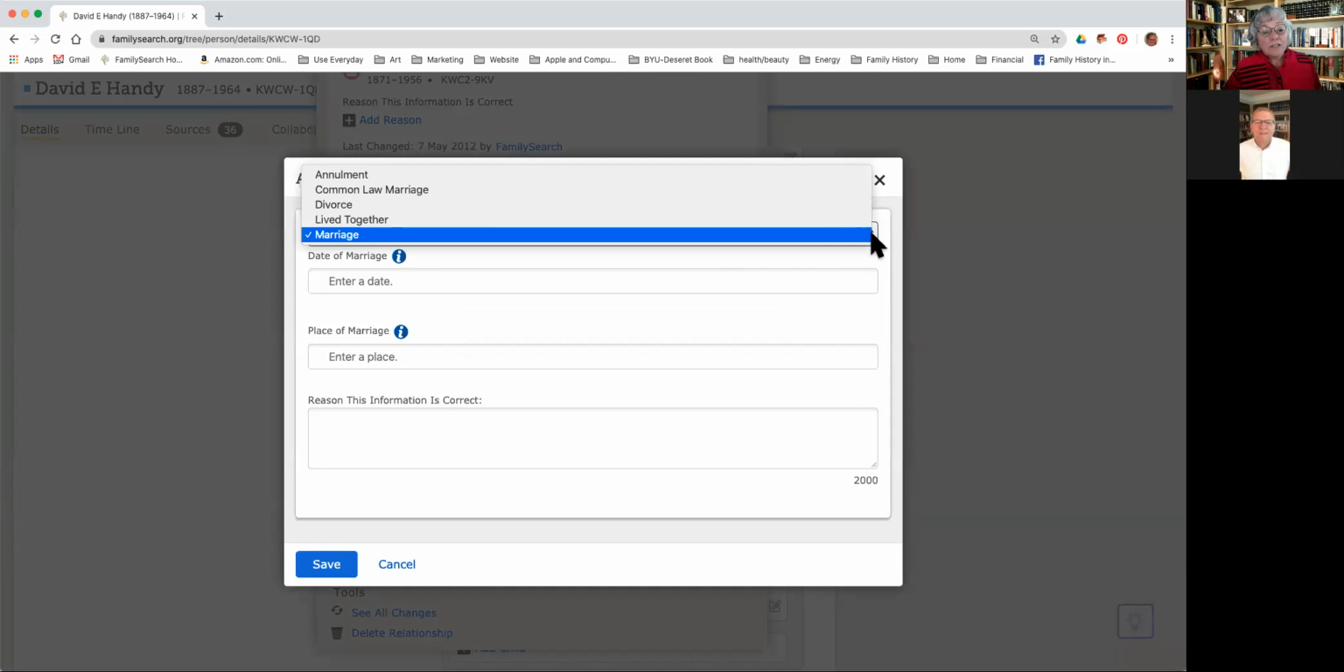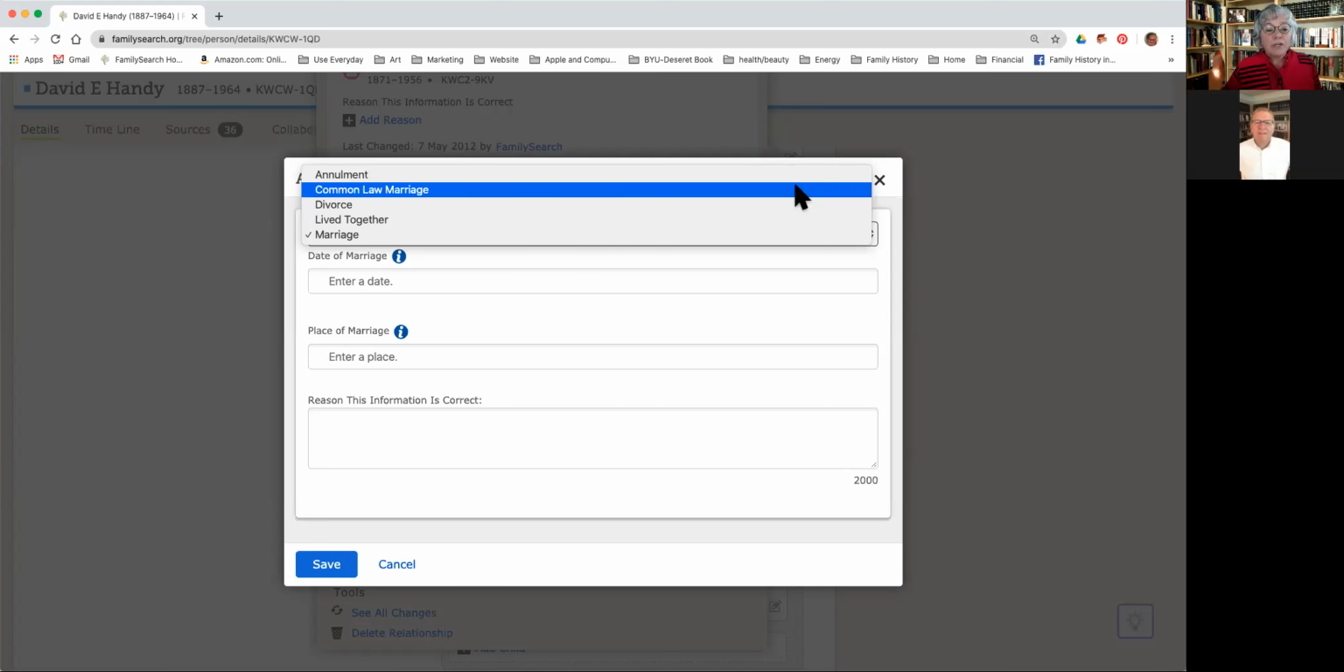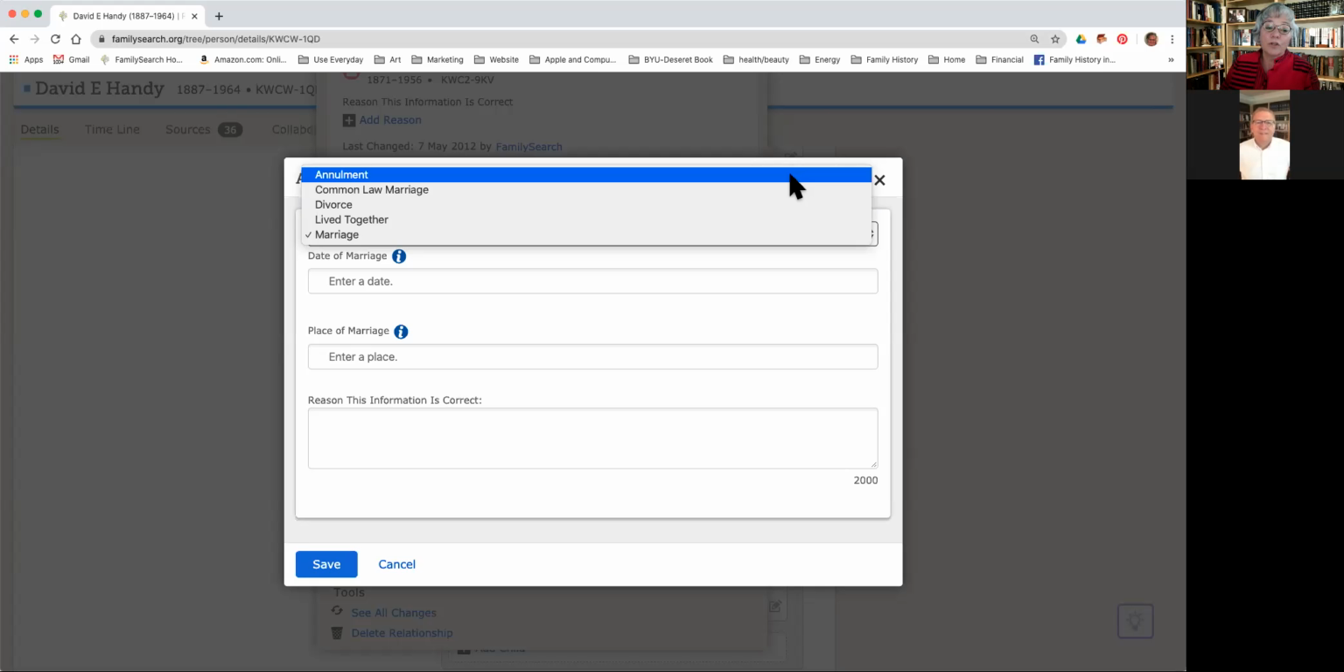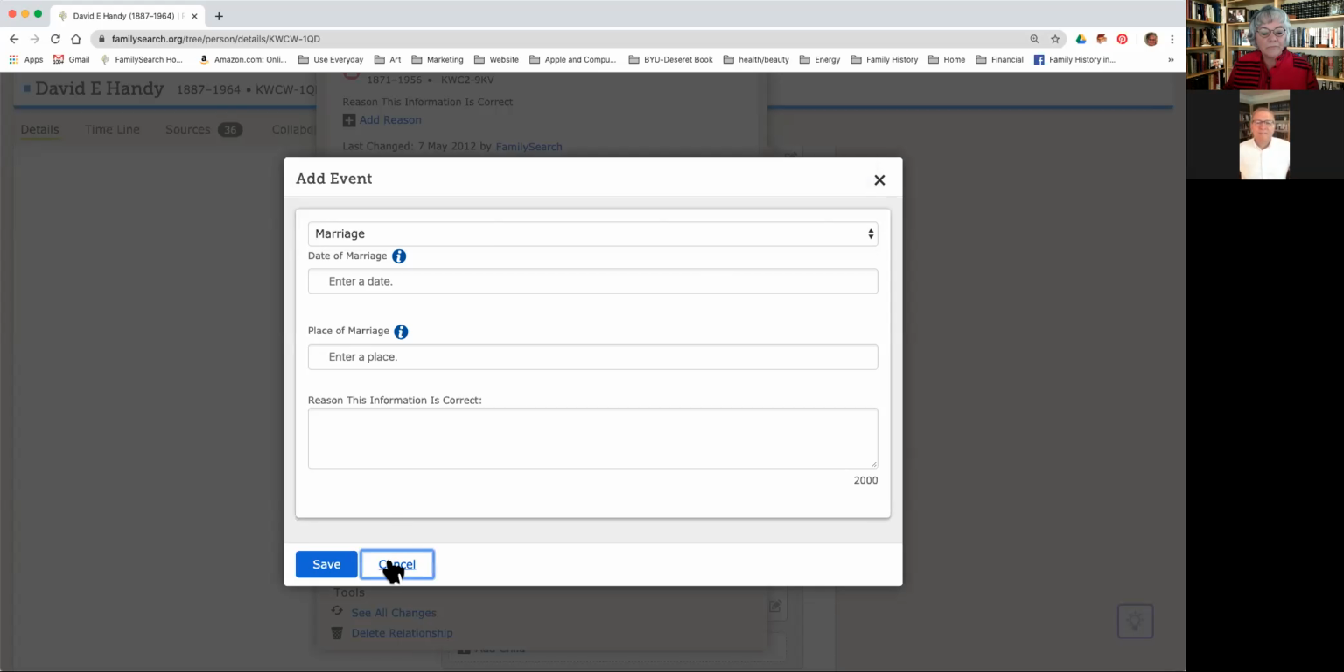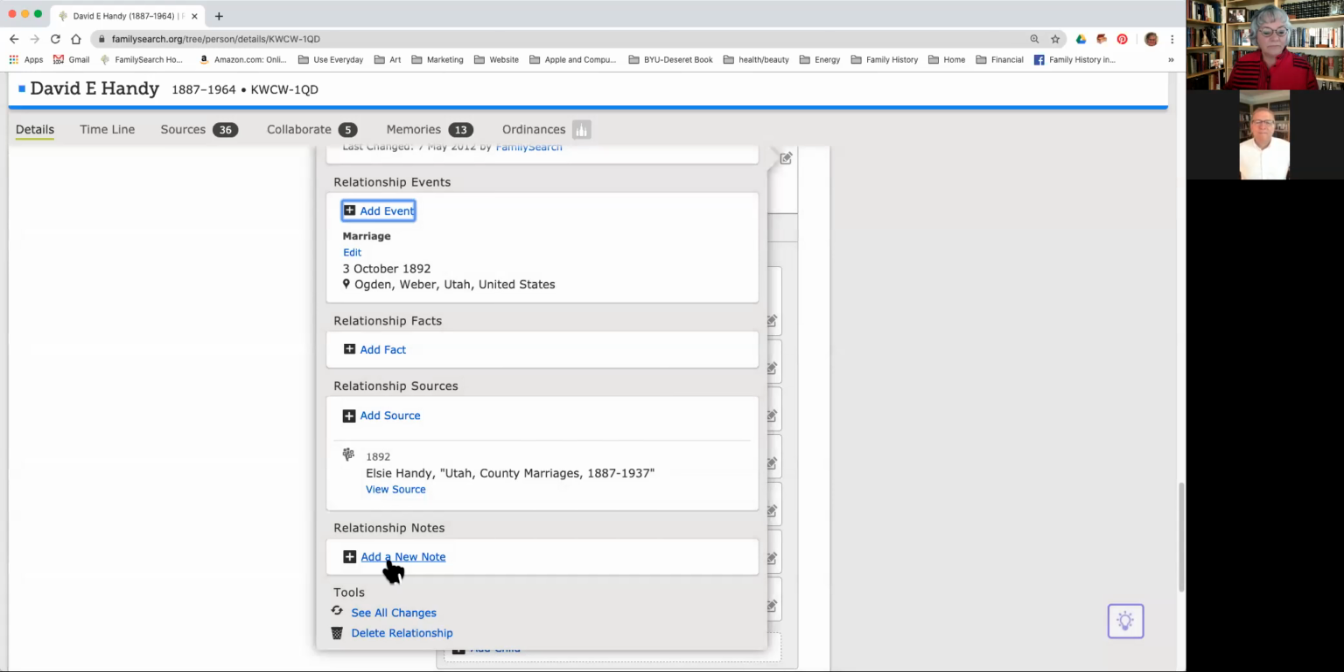You can list that as an option, or if they just lived together and they never got married, you can list that. You can also list a common law marriage, which has very specific rules associated with it, or you can have an annulment. So you can add more than one type of marriage event, which is showing that relationship for the couple. You can have just one or you can have several. So I'm going to click cancel on that.